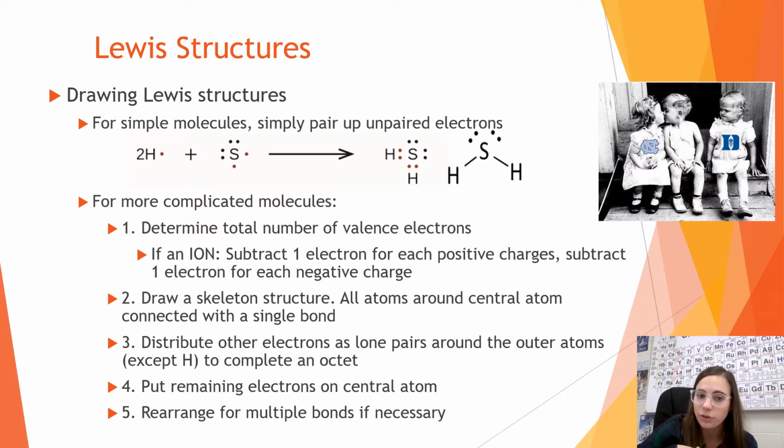extra electron for a total of 2. And you're going to complete their outer shells, the outside. I'm going to show you an example in just a minute. Then, if you still have remaining electrons to account for, you're going to put them in the center atom. And then finally, you're going to look to see if there are areas where you need to rearrange to make a double or a triple bond to make it the most stable molecule.